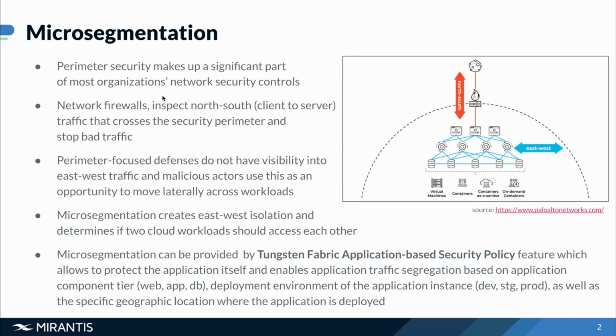Mirantis OpenStack for Kubernetes with Tungsten Fabric networking backend provides tag-based application security policy feature, which can be used to protect the application itself by screening clients' north-south traffic and to secure east-west communication between application tiers, deployment environments of the application instance, or the geographical location where the application is deployed.